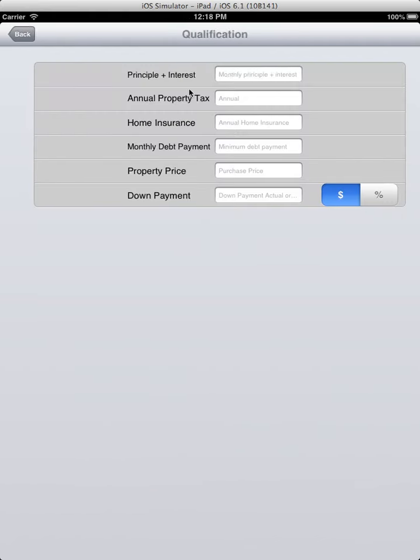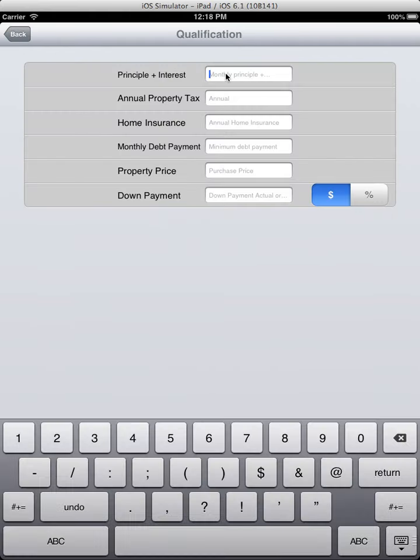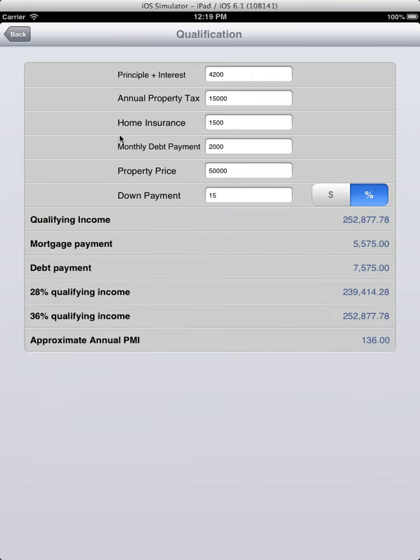So now qualification. How much loan do we really qualify for? Say monthly this much, and the property tax is 15,000 per year. Home insurance is $1,500. Debt payment is 2,000. Property is 5,000. Say down payment is 50% available. So this is how much qualifying income is required.